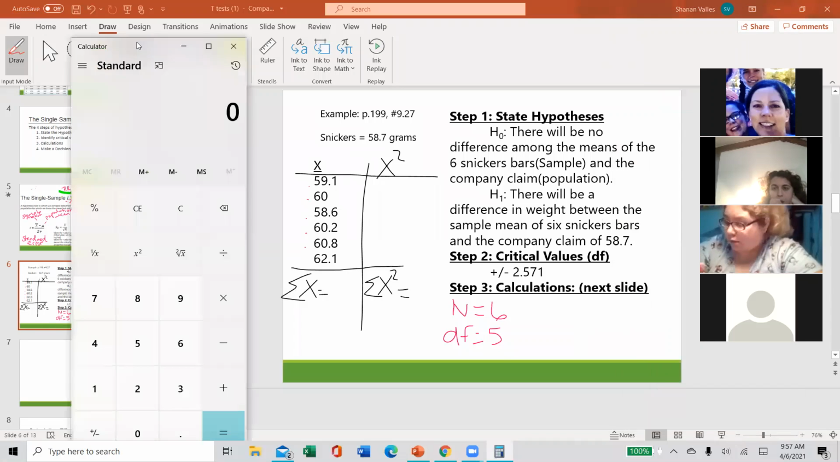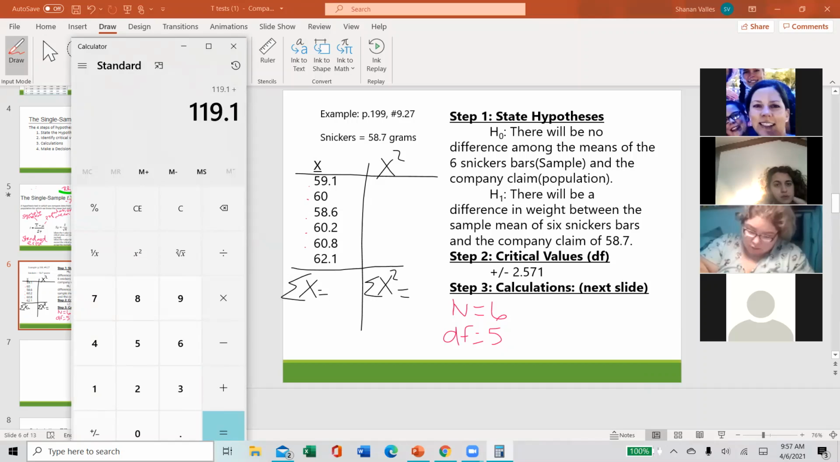Okay, so we need to add up all of these x's to get our sum of x. So we need to do 59.1 plus 60 plus 58.6 plus 60.2 plus 60.8 plus 62.1. And I get 360.8.